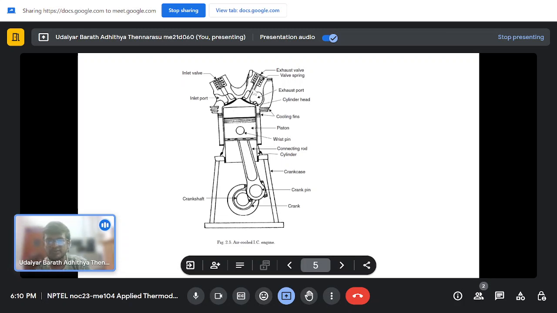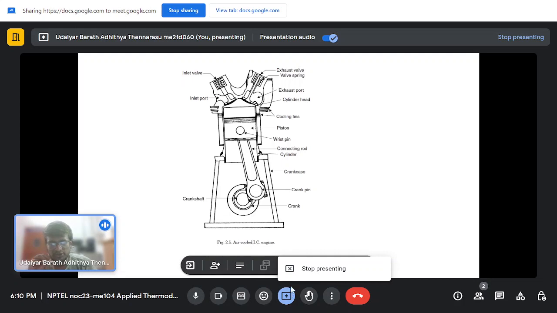Then you have valves here, shown spring loaded. There is the exhaust valve on the right and the inlet valve on the left, with the inlet port and exhaust port through which the fuel-air mixture comes. On the outer portion we have shown some cooling fins, because this is air cooled. So these are the major parts.